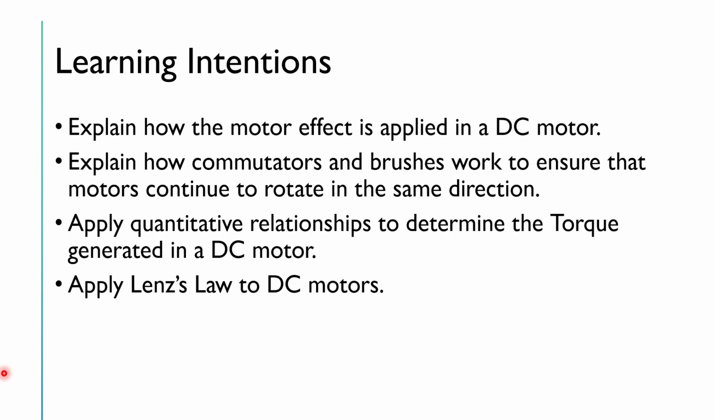So our key learning intentions for today, we're going to be able to explain how the motor effect is applied in a DC motor. We're going to explain in particular a particular part that's called commutators and brushes, and how these work to make sure that motors continue to rotate in the same direction. We're then going to look at some quantitative relationships that we can use to calculate for torque in a DC motor. And at the end, we'll look at Lenz's law and the law of conservation of energy and apply that to our DC motors concepts.